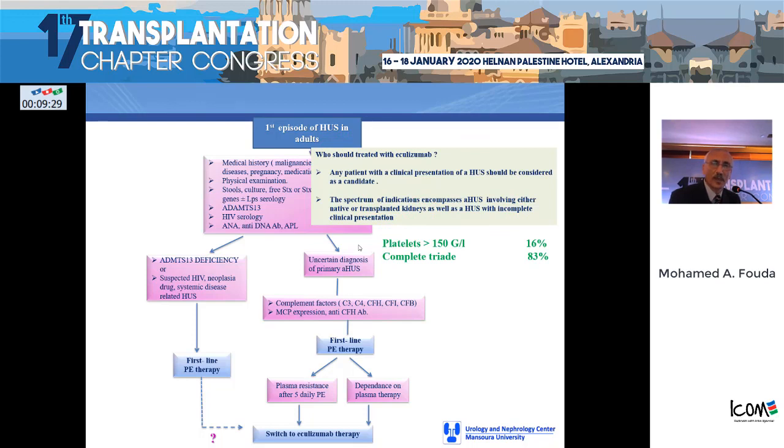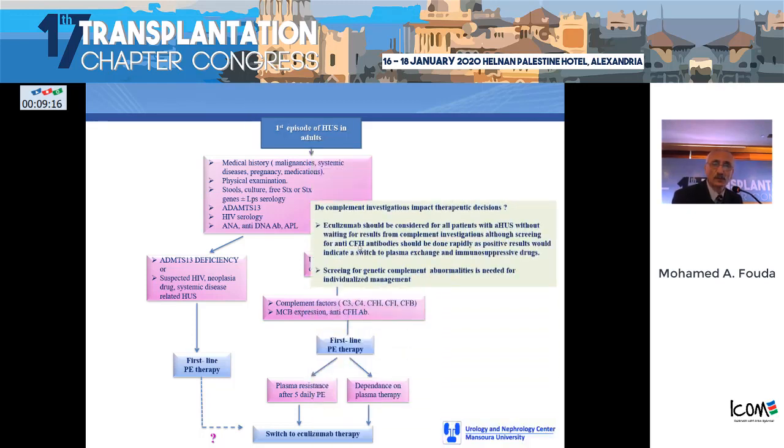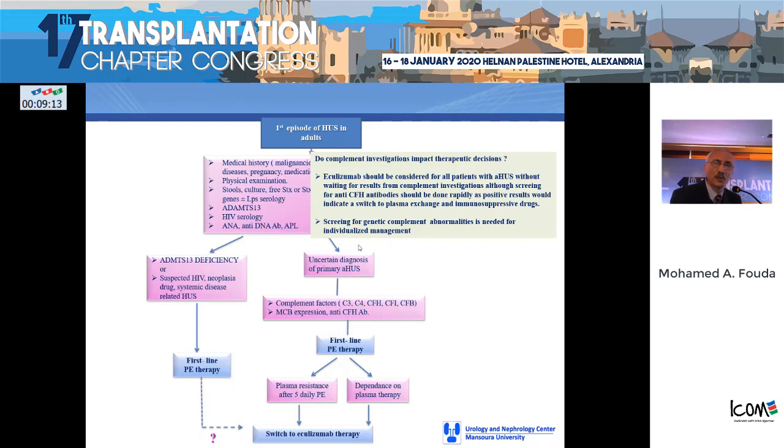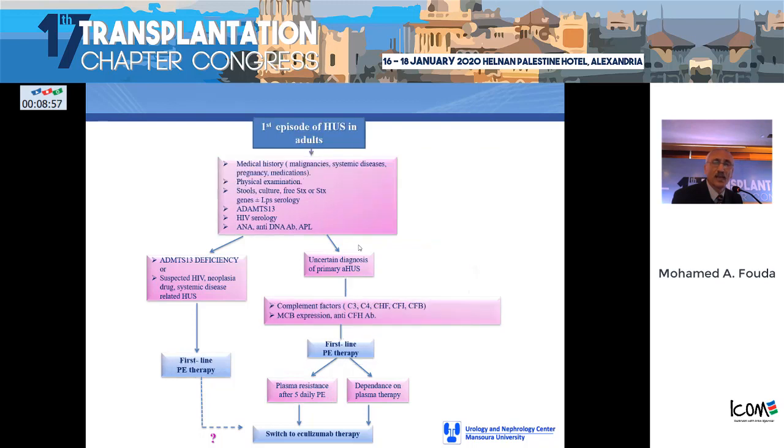Who should be treated with eculizumab? Any patient with a clinical presentation of atypical HUS should be considered as a candidate, either involving native kidney or transplant. The second question is, do complement investigations impact therapeutic decision? We should have a rapid screening for anti-factor H autoantibodies in order to avoid the unnecessary use of eculizumab and to give immunosuppression. When we have an unequivocal diagnosis of atypical HUS, then the first line of treatment will be eculizumab.